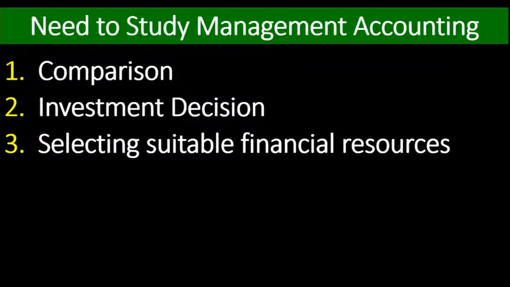What is the question? From which source should the amount be collected, the one where the profitability is more? If the profit is more, collect the amount by issuing equity shares. If the profit is more, collect the amount by issuing preference shares, or by taking a loan from the bank. From which sources you can collect the capital, that is the question.